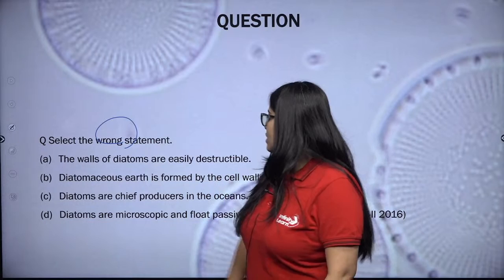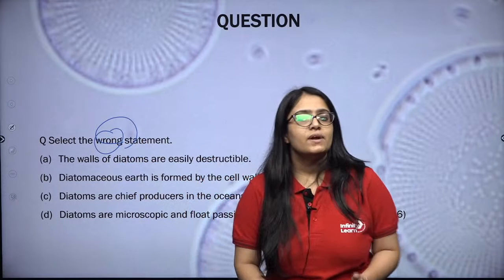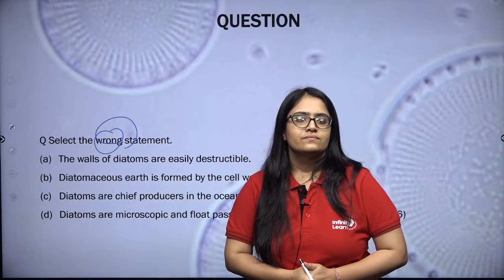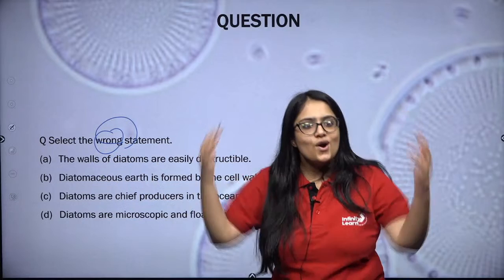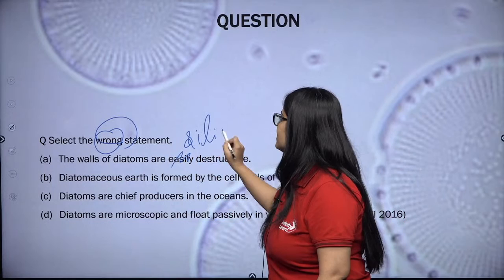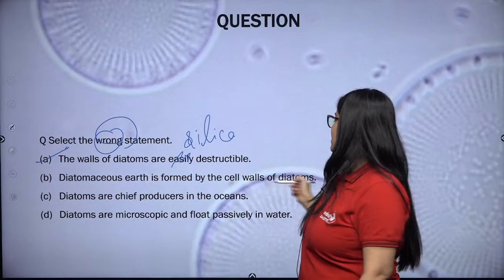See what is written over here. Wrong statement. Are you reading it? This is the wrong statement they are asking. The walls of diatoms are easily destructible. Do you think so? No, they are not easily destructible. They are made up of silica. They are indestructible. This one is the incorrect one. Diatomaceous earth is formed by the cell wall of diatoms. Yes, diatoms are chief producers.